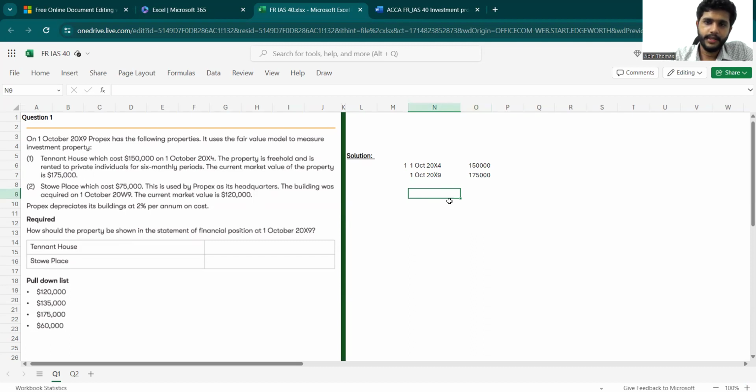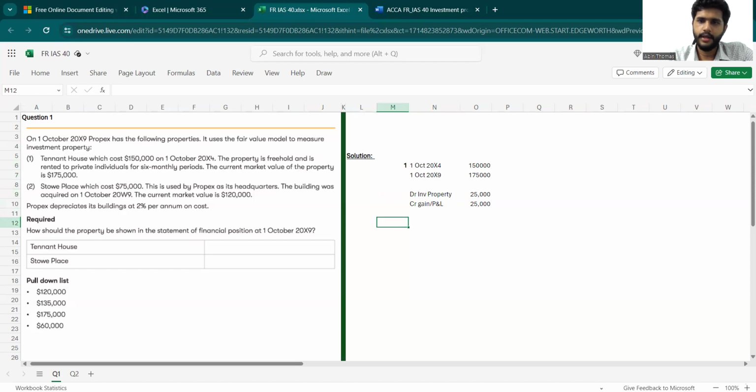Can you give me the journal entry posting? When there is a capital appreciation, what should we do? We should take it to P&L. So the entry will be: debit investment property by 25,000 and credit gain to P&L by 25,000. Please don't mix it up with IAS 16. In IAS 16, we will take the gain to OCI.